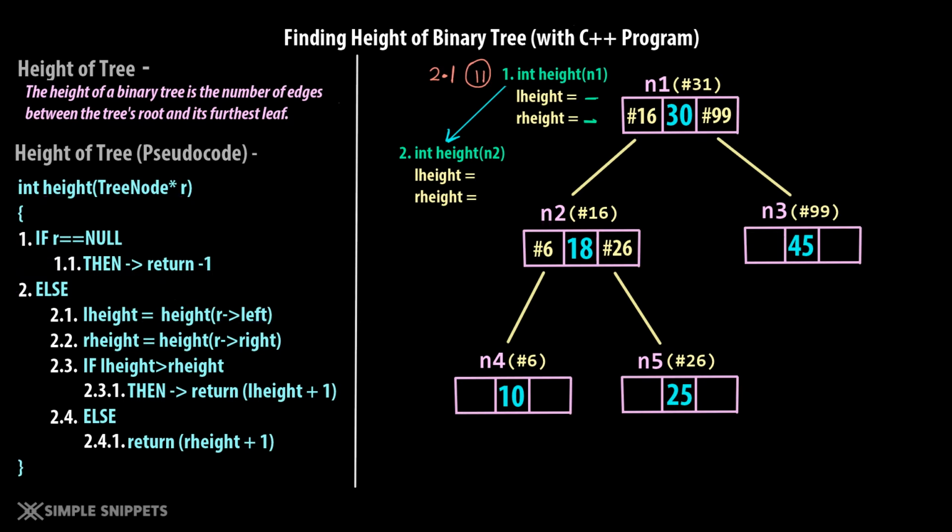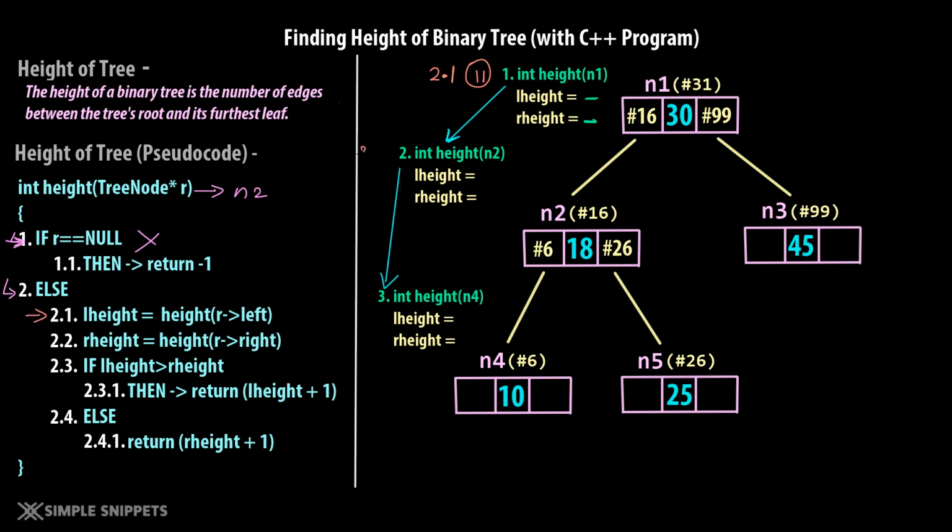Okay, so now when the second int height function call starts executing, R is nothing but n2. We can see over here n2 is passed. Again we check if R equals null. No, R is pointing to n2, so R is not null. So we go in the else. Again over here we say at step number 2.1, L height is equal to height of R of left. So one more recursive call is given. So the third function call is given from the second height function at step number 2.1.